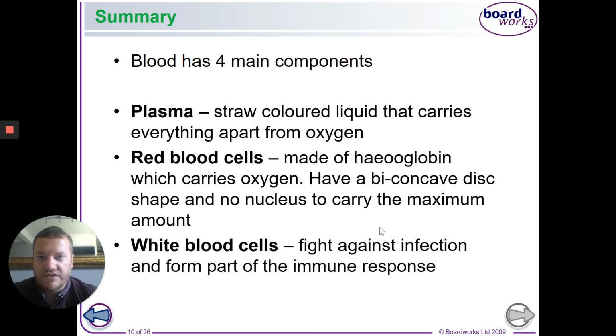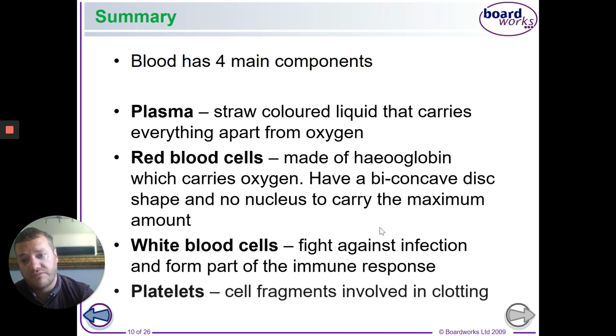And then we've got the white blood cells. There are different types, but they're all involved in fighting against infection and forming immunity. And finally, we've got platelets, which are cell fragments, which are involved in clotting, forming clots and forming scabs.